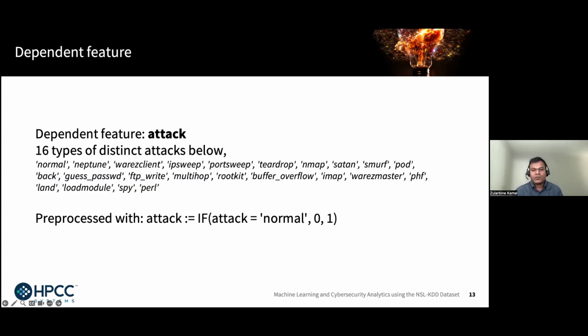Out of 43 features, there's a column called attack, which is the target or dependent variable in the classification algorithm. It has 16 distinct attacks. Normal is denoted as 0, and the other attack types are denoted as 1.